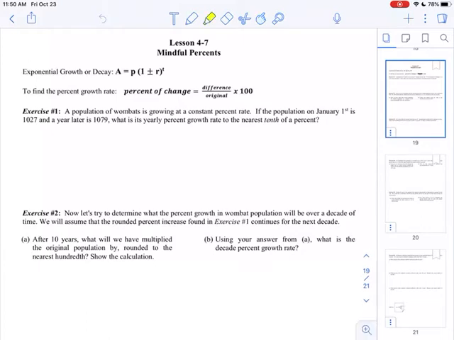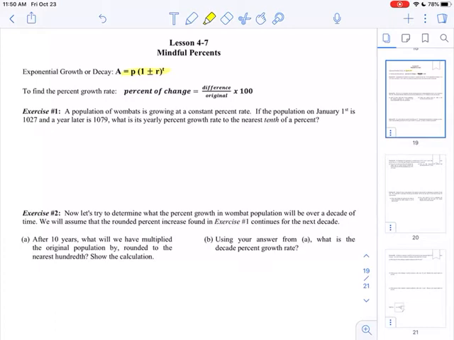Hi Algebra 2, this is Unit 4, Lesson 7, and today we're going to talk some more about percents. As we talked about in the last lesson, exponential growth or decay uses the formula A equals P times (1 plus or minus r) to the t. So I'm basically using that growth and decay formula all at once. If it's growth, I'm going to add the rate, and if it's decay, I'm going to subtract the rate.